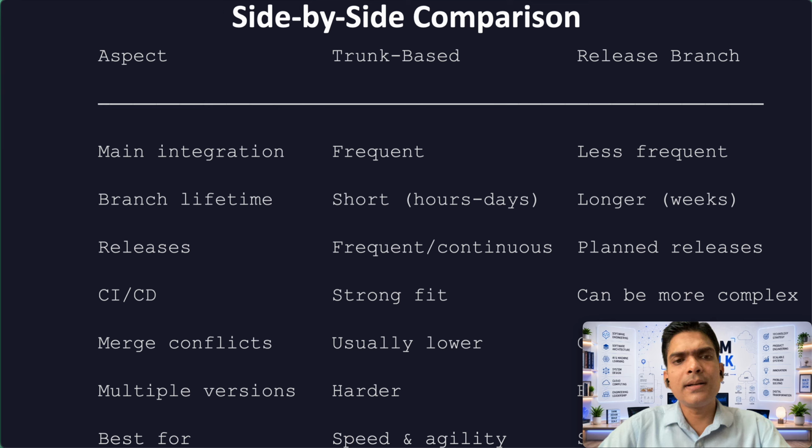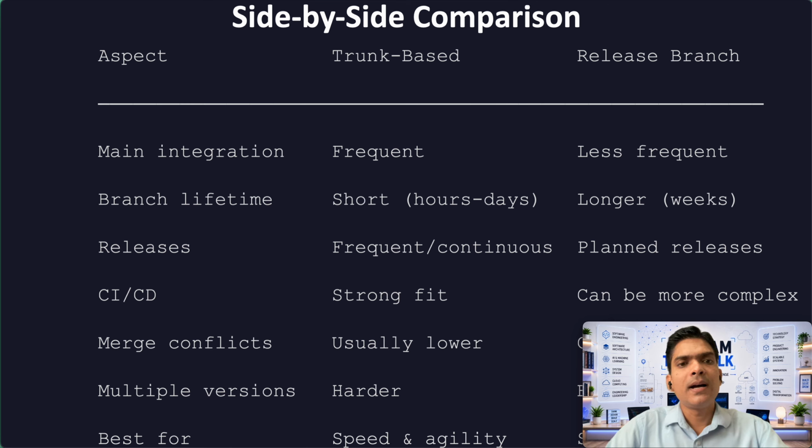Release. Trunk based enables frequent or continuous release. Release branches follow planned release schedule. CI/CD pipeline. Trunk based is a strong fit for CI/CD. Release branches can work with CI/CD but add additional complexity. Merge conflict. Trunk based usually has a lower conflict due to frequent integration. Release branches can accumulate more conflicts over time.